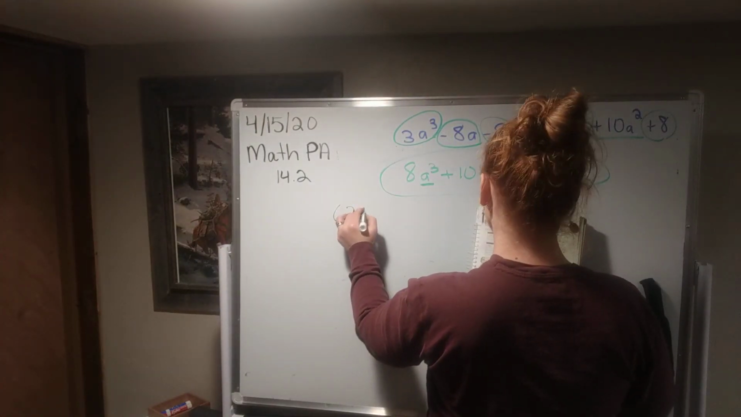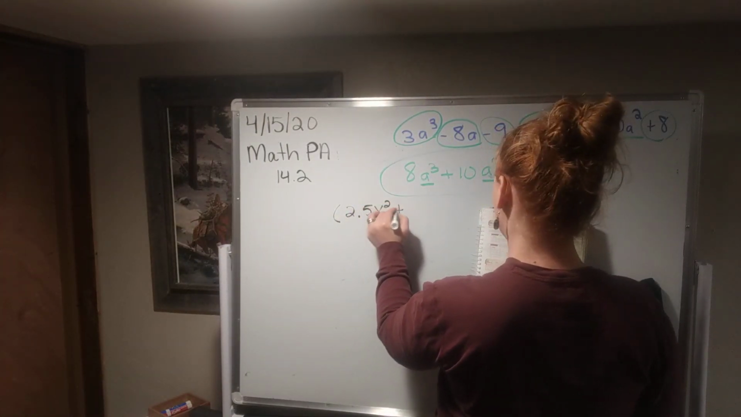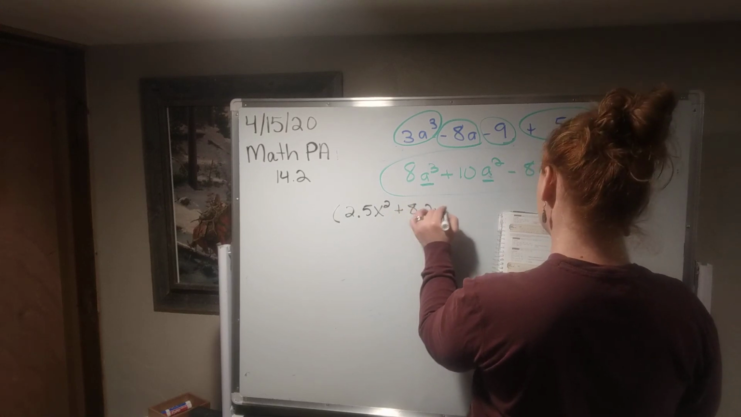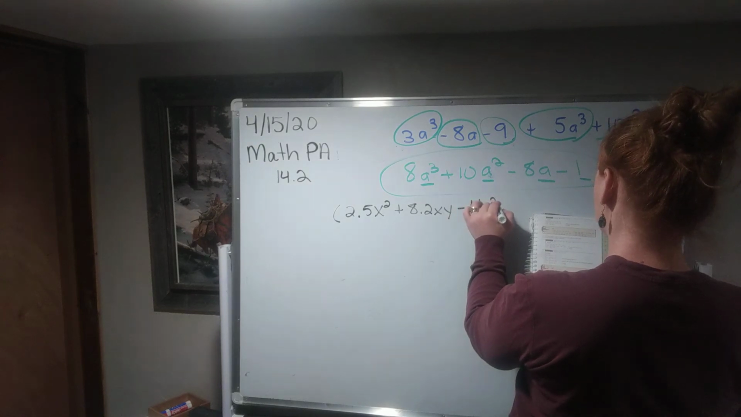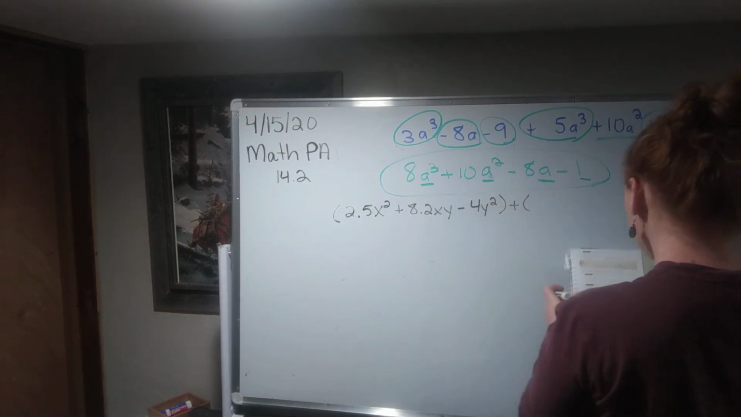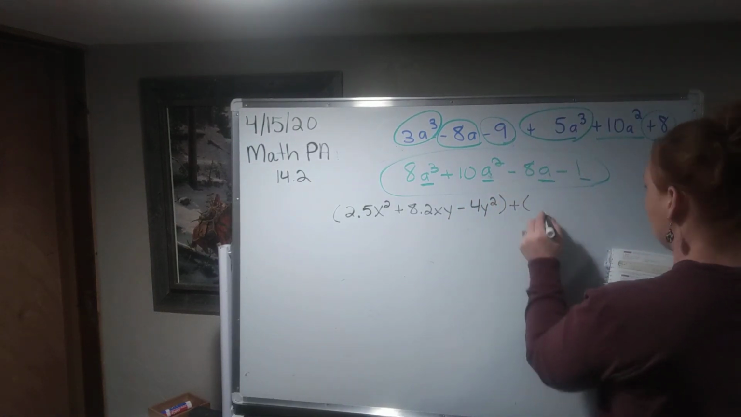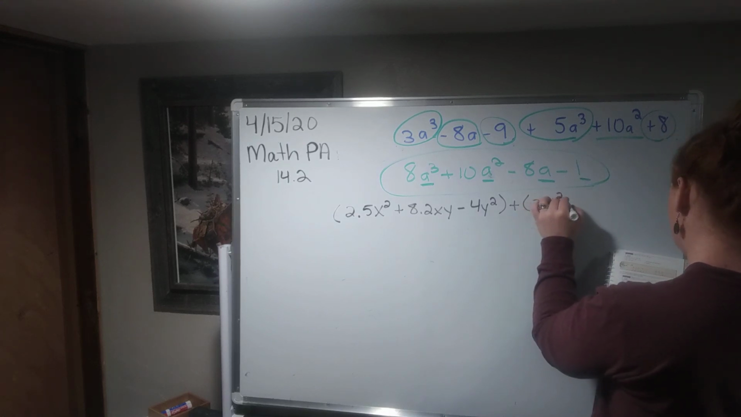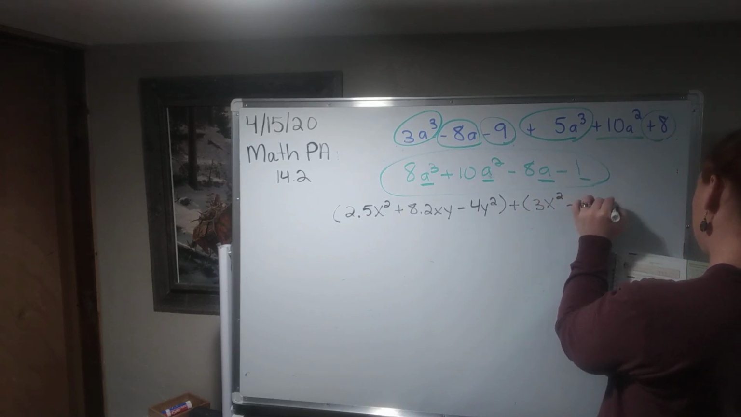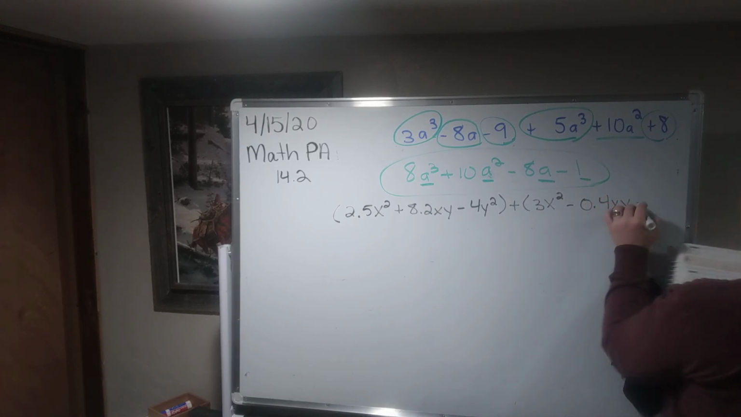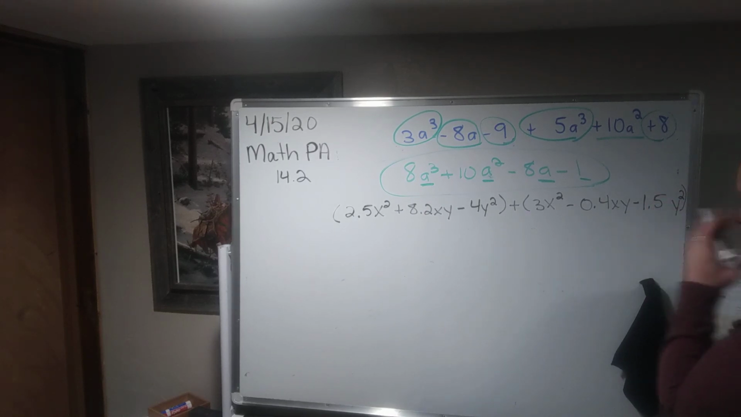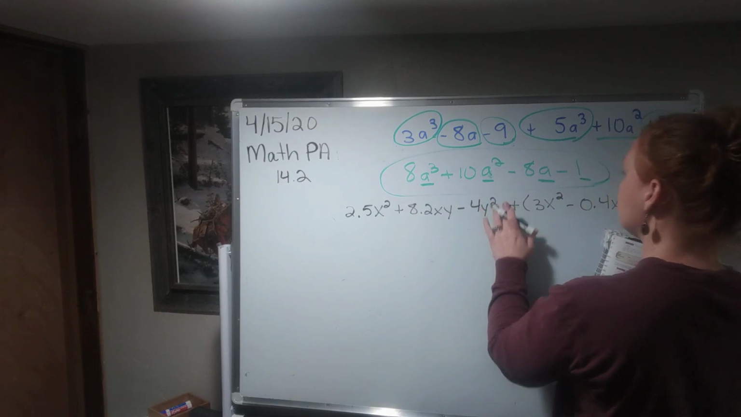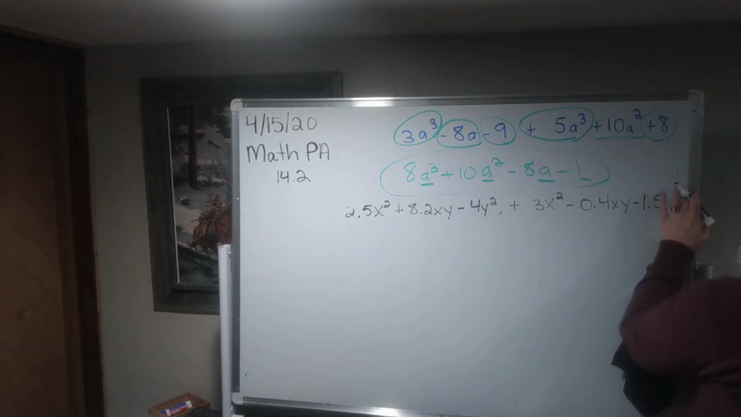2.5x squared plus 8.2xy minus 4y squared plus 3x squared minus 0.4xy minus 1.5y squared. Okay? I'm going to get rid of these parentheses since they're both positive.